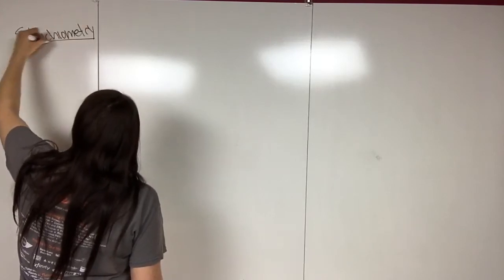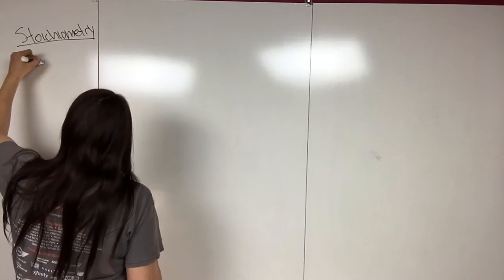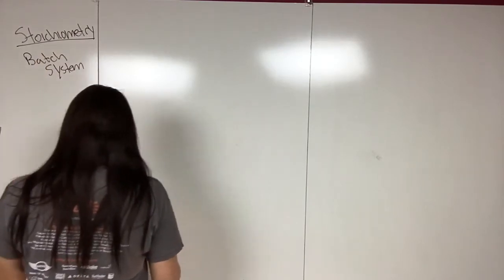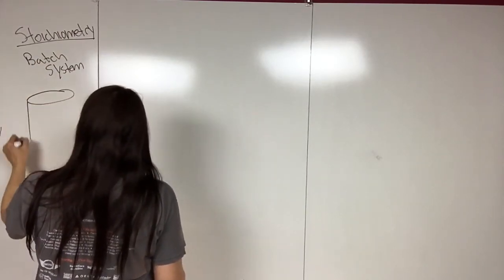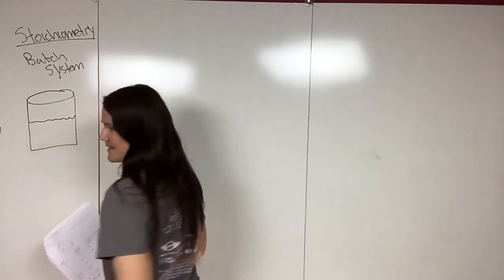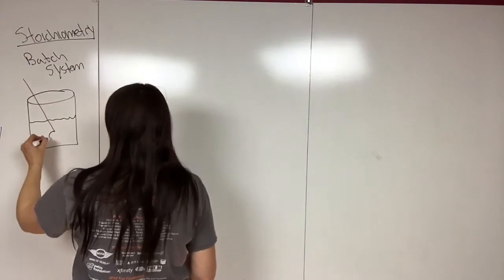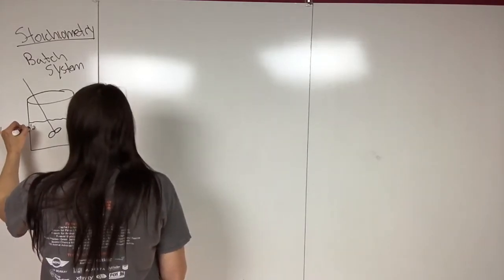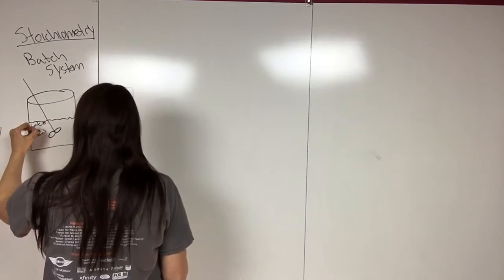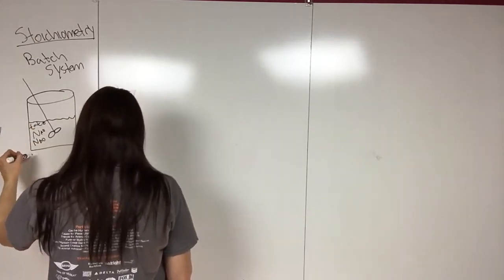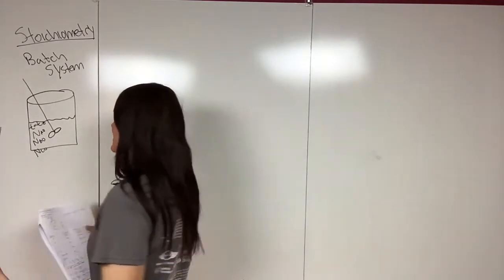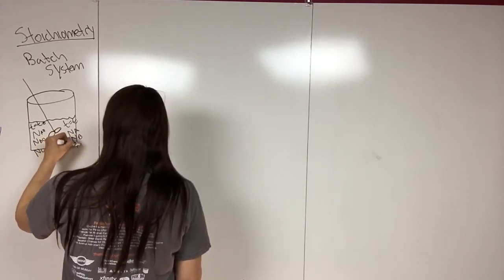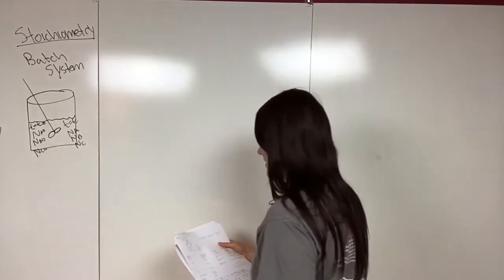Stoichiometry, and this is for a batch system. What you have here is just a batch reactor, basically, and it's perfectly mixed. So at t equals t naught, you have some Na naught, Nb naught, Nc naught, depending on what your reaction is. And then at t equals t, you'll have some Na, Nb, Nc, etc.